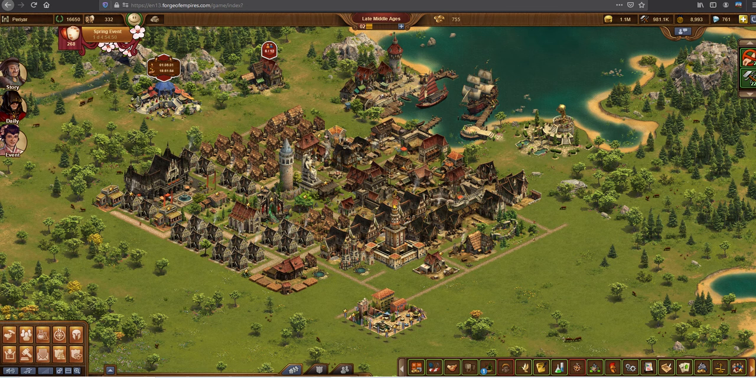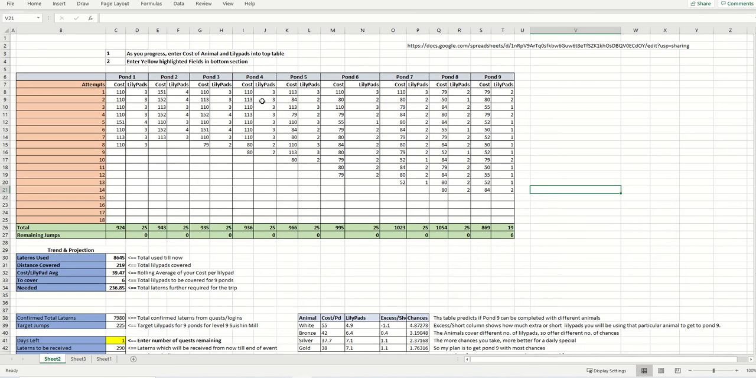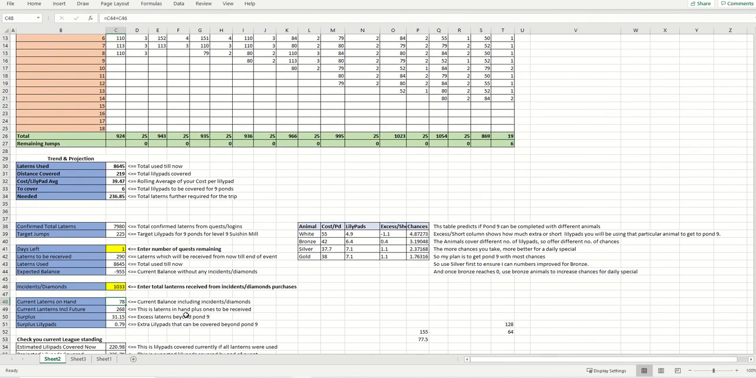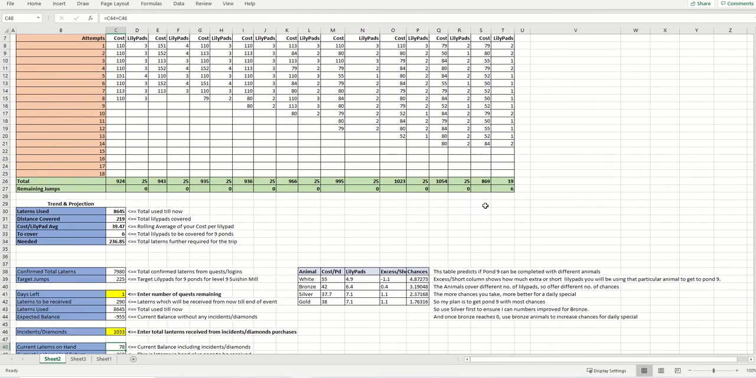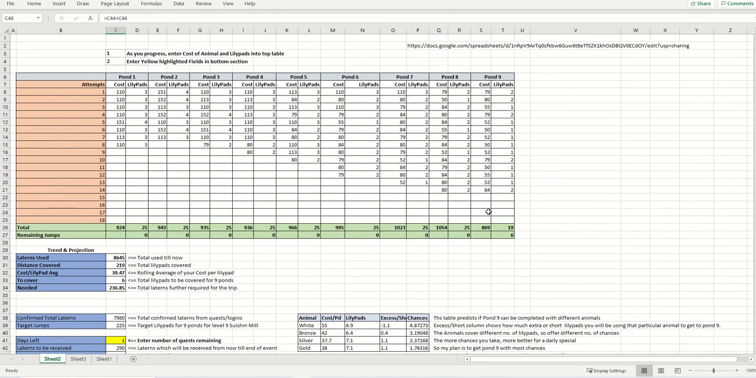In that video, we traveled from pond three. If you have seen that video, you'd know we traveled from pond three all the way till here. Pond nine, we have covered 19 lily pads, and we have 6 more to cover. And that's where we stopped, because we basically ran out of lanterns. We had 78 in hand, and then there was no animal which was less than that cost.